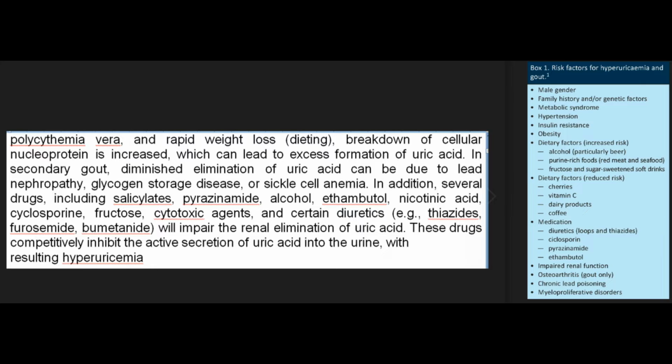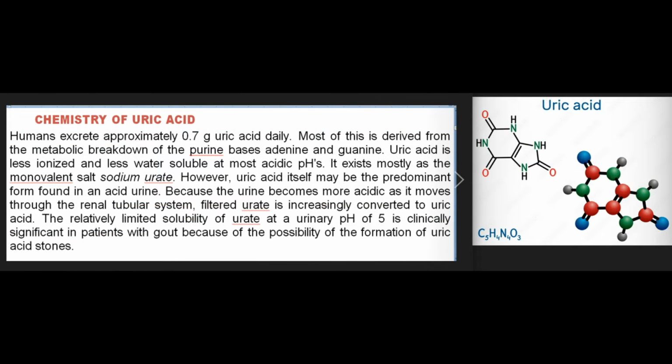In secondary gout, diminished elimination of uric acid can be due to lead nephropathy, glycogen storage disease, or sickle cell anemia. In addition, several drugs, including salicylates, pyrazinamide, alcohol, ethambutol, nicotinic acid, cyclosporin, fructose, cytotoxic agents, and certain diuretics, for example thiazides, furosemide, bumetanide, will impair the renal elimination of uric acid. These drugs competitively inhibit the active secretion of uric acid into the urine, with resulting hyperuricemia.